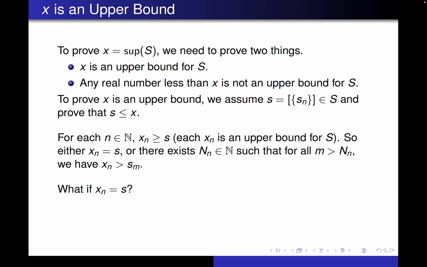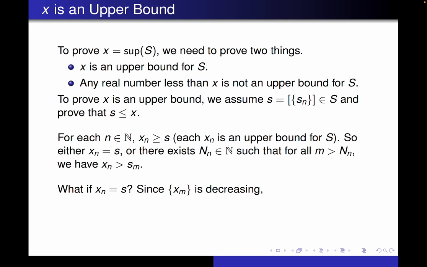Well, what happens if xn is actually equal to s? And this can certainly happen, right? S itself could be a rational number, a real number that represents a rational number, and so that number can be equal to one of the xn's. So what if that happens?